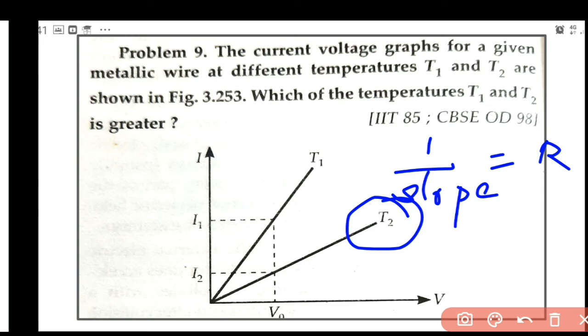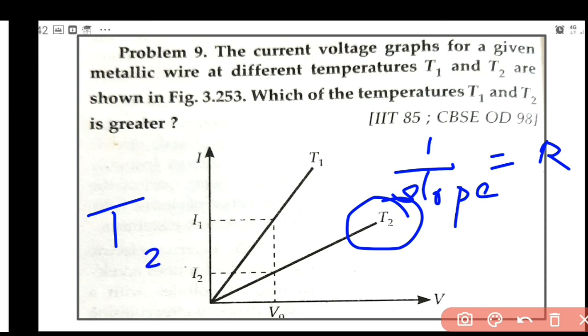You know, for metallic conductors, as the temperature increases, resistance increases. So at higher temperature, resistance will be more. From the graph we said T2 has more resistance. So which temperature is higher? T2 is greater than T1.